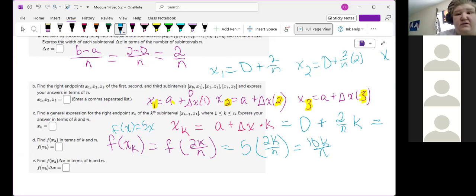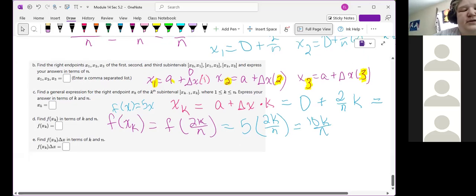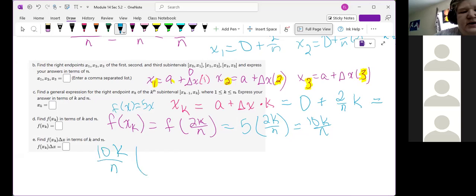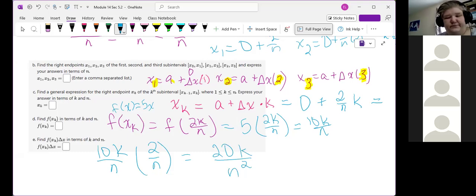Now they want us to take the formula we just got times delta x, which is the very first formula we came up with. So here, this is going to be 10k over n times 2 over n. So we have 20k over n squared. All right, now let me get the last part.